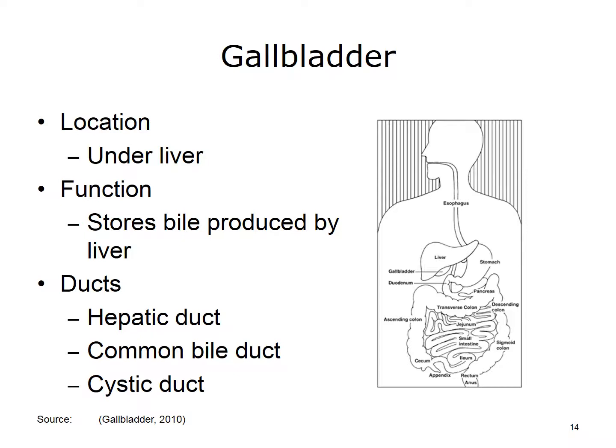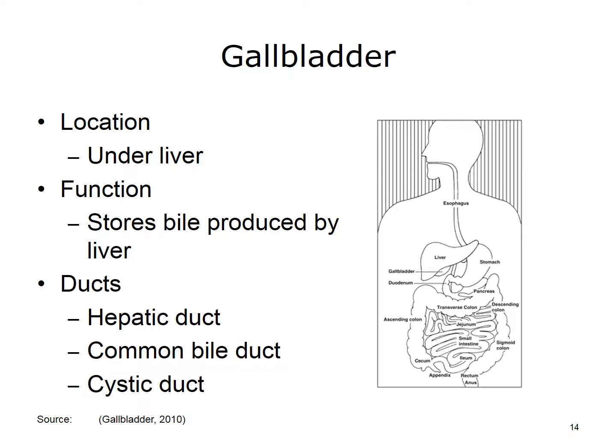The gallbladder is another one of the accessory organs of the digestive system. It is located under the liver. It stores the bile that is produced by the liver. The hepatic duct carries the bile from the liver into the common bile duct. The common bile duct, in turn, conveys bile to the duodenum. The cystic duct is the short duct that joins the gallbladder to the common bile duct.